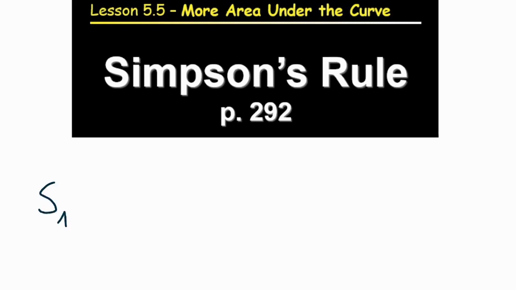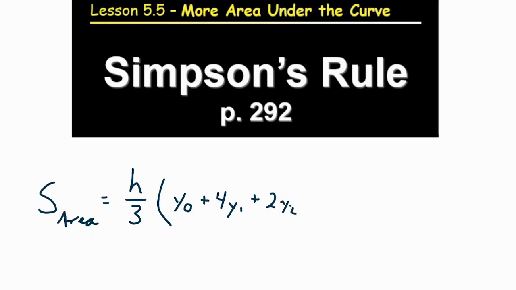So Simpson's area, S sub area for Simpson's area, his formula takes the height. Again, it's not really a trapezoid, but it's like the space between them. We actually call that the height. But he divides it by 3. And then he's going to multiply that by these y values, like the trapezoid rule, except he's going to steal 4 from the next y value, but then just 2 from the next y value, and then that 4-2-4 pattern is going to continue.